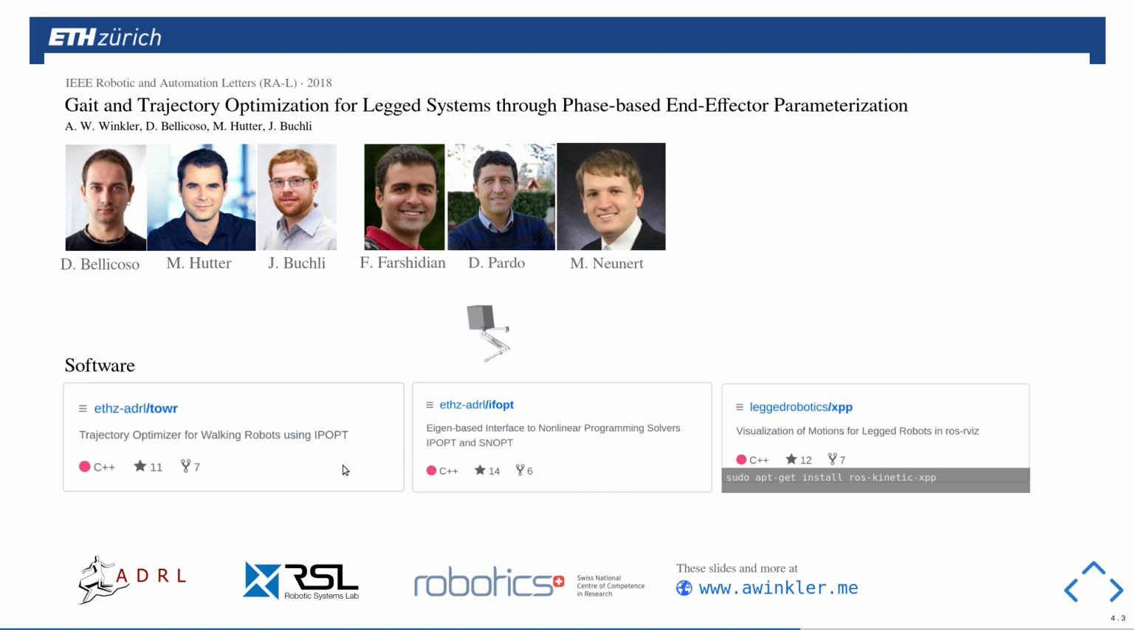And all of the software that was used to generate these motions is open source. So TOWR is the actual implementation of all the constraints that I've previously talked about. IFOPT is an interface to IPOPT and SNOPT. It's based on Eigen and allows to exploit the sparsity of Eigen matrices and allows easy formulation of all of these constraints, and the visualization and all of this is part of ROS. So if you're interested in using that.